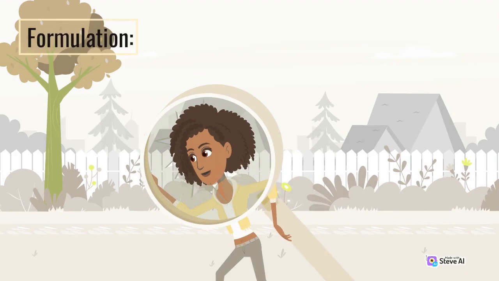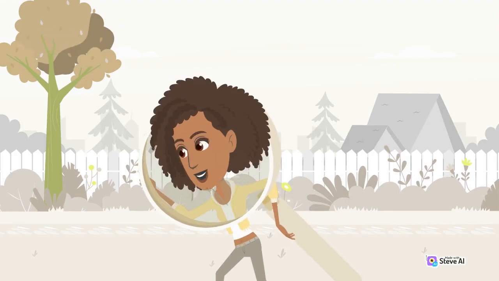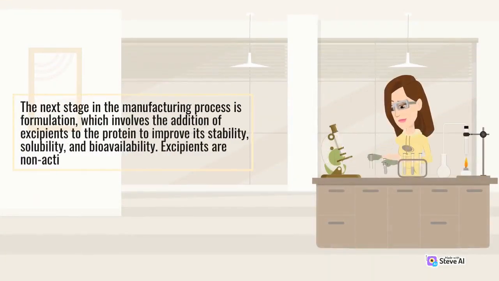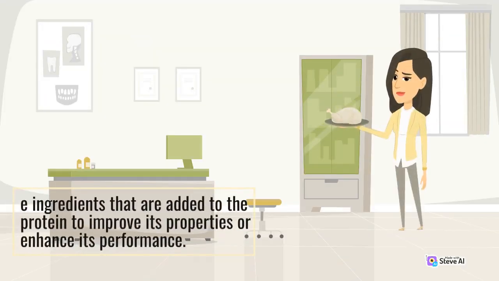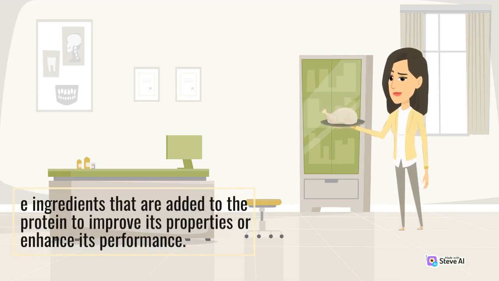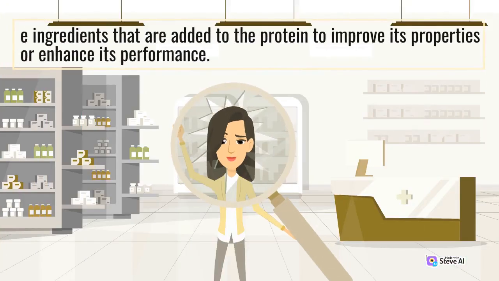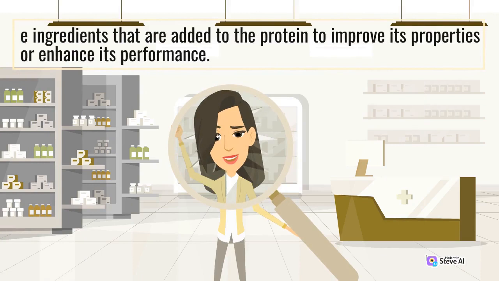Formulation. The next stage in the manufacturing process is formulation, which involves the addition of excipients to the protein to improve its stability, solubility, and bioavailability. Excipients are non-active ingredients that are added to the protein to improve its properties or enhance its performance.